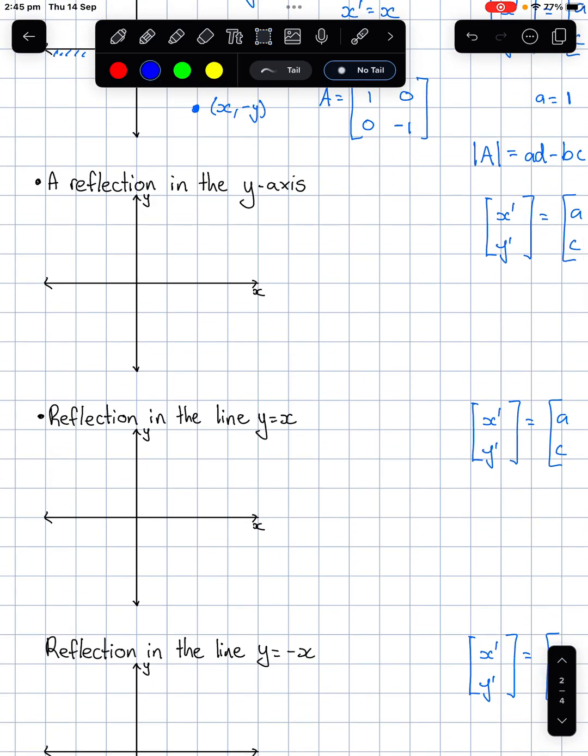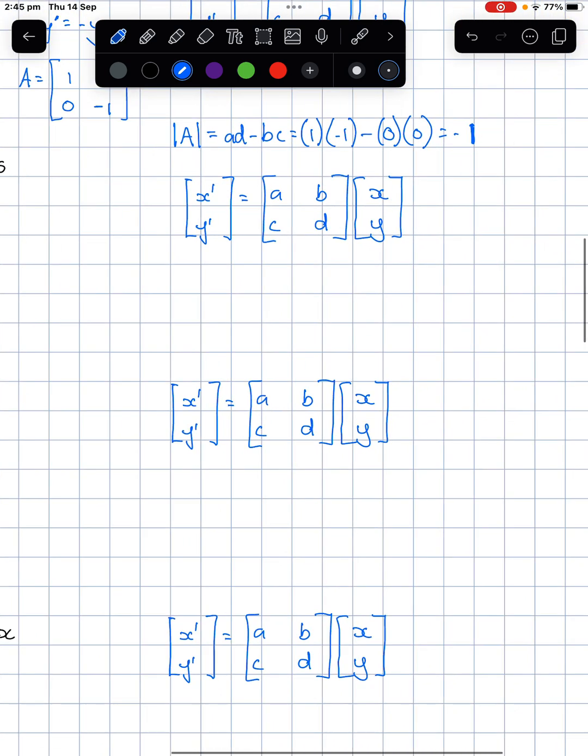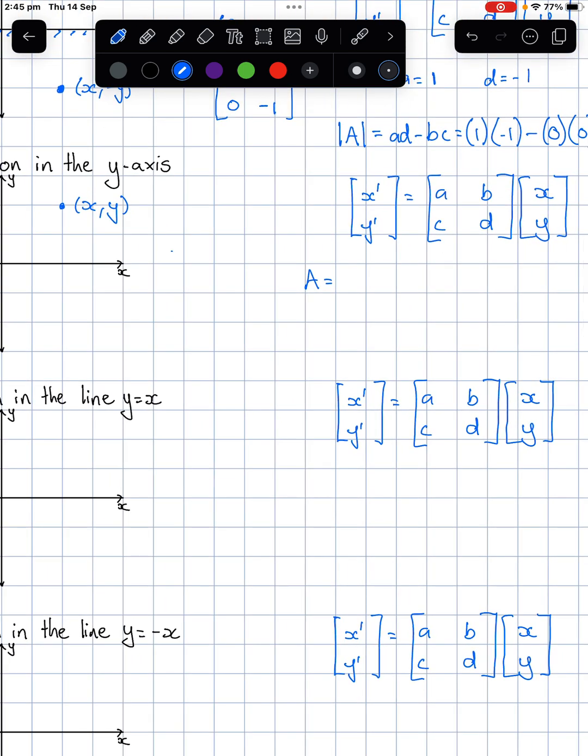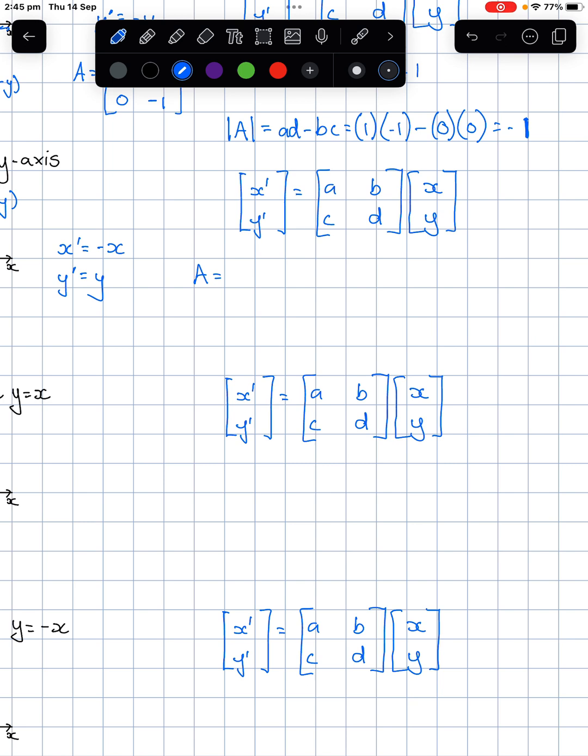The next one says a reflection in the y-axis. Originally we did the x-axis. We're looking at our x and y coordinate here. This would be no different to our first one apart from we get negative x and the y coordinate stays the same. So x transformed equals negative x and y transformed just equals our y coordinate, which means A here must equal negative 1. B would be 0, C would be 0, and D here would equal 1 because they stay the same.